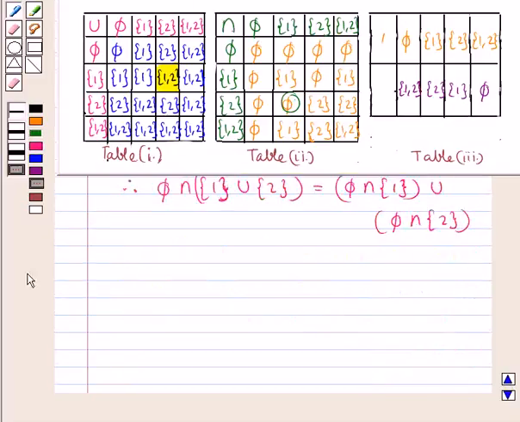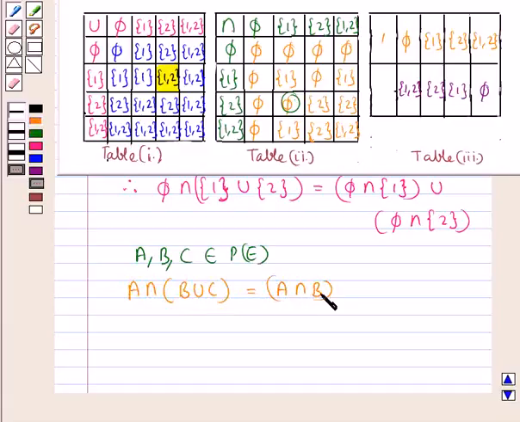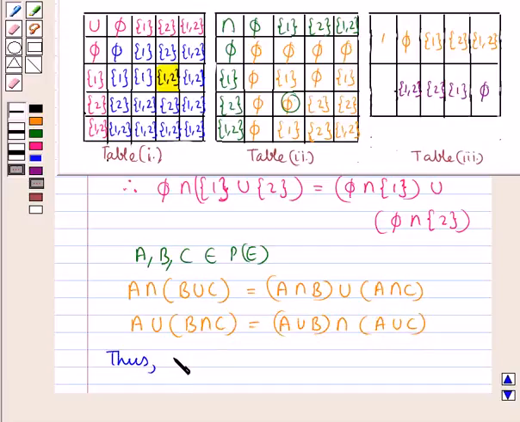Thus we can say that if A, B and C are three elements which belong to the power set of E, then A intersection B union C, the whole, is equal to A intersection B, the whole, union A intersection C, the whole, and A union B intersection C, the whole, is equal to A union B, the whole, intersection A union C, the whole. And thus we now say that the distributive law is satisfied.